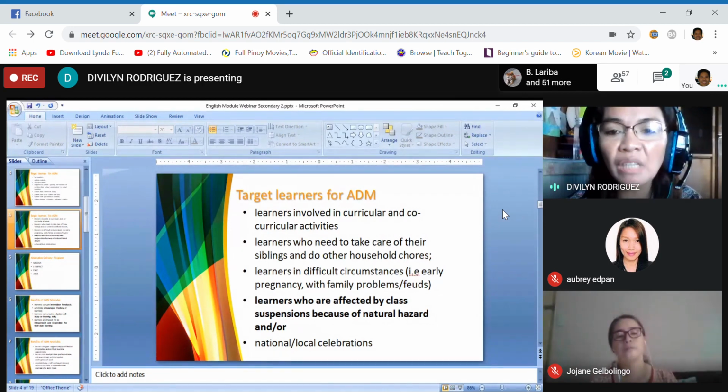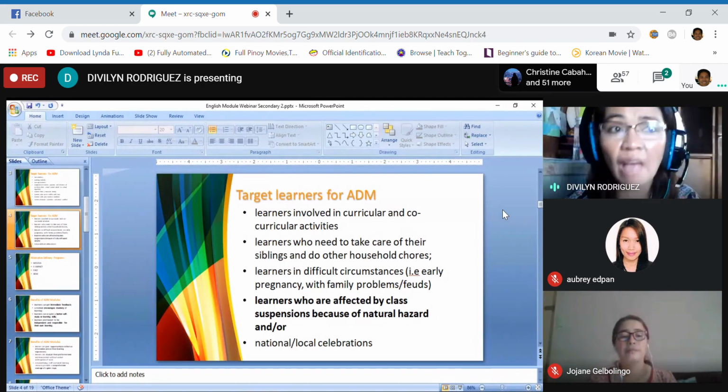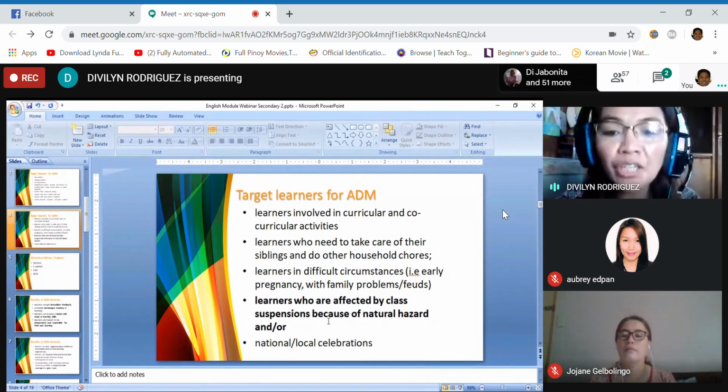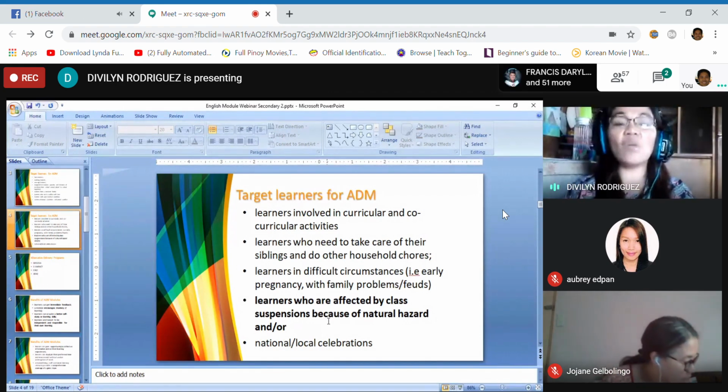Learners who need to take care of their siblings and do other household chores, children should not drop out just because they take care of their siblings. They have to take ADM. Learners in difficult circumstances, like when they're pregnant, when they have problems with their families. So they don't need to stop going to school but take ADM modules. Learners who are affected by class suspensions due to natural hazards such as the COVID-19 and national and local celebrations.